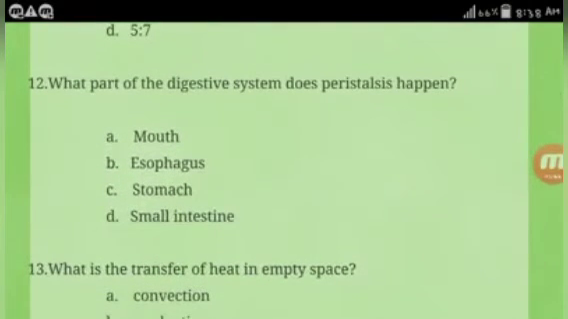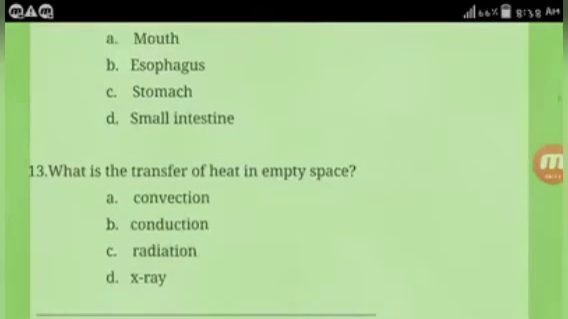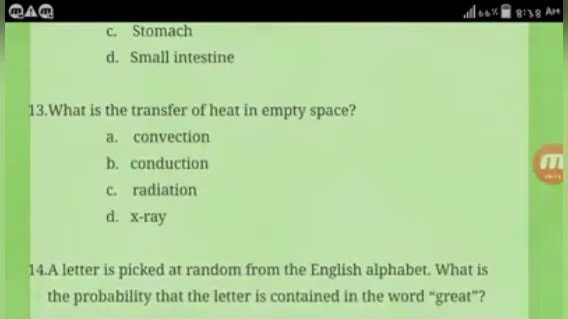What part of the digestive system does peristalsis happen? So when I say peristalsis, that is the contraction of muscles of our esophagus, and that will bring down the bolus. Bolus is the food that we chew, and if we're gonna swallow it, the whole ball of it is what we call bolus. Okay, and that is in the esophagus. Peristalsis happens to food in the esophagus. Letter B.